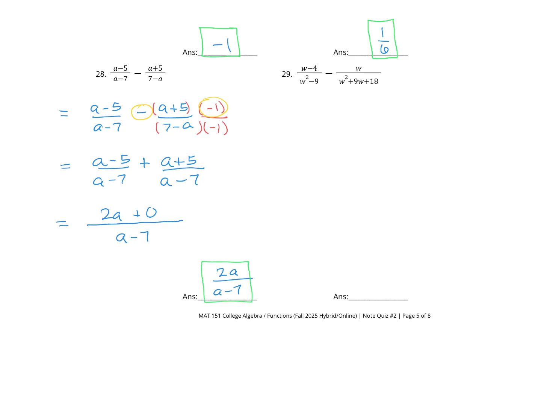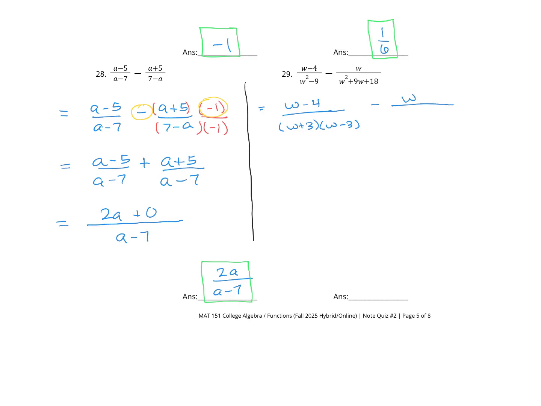All right, the next problem is going to be a big one because we need to add together these two fractions that have a lot going on in their denominator. So what we're going to do is first factor. We've got a w minus 4 down below. W squared minus 9 is a difference of squares. That's w plus 3 and w minus 3.